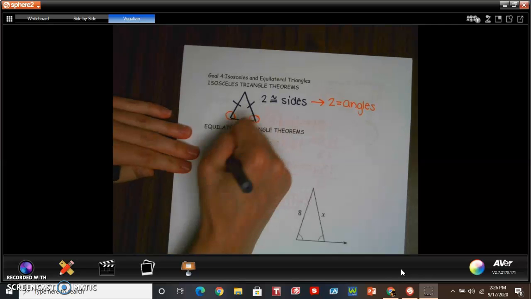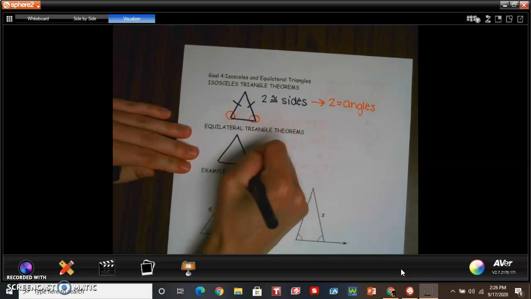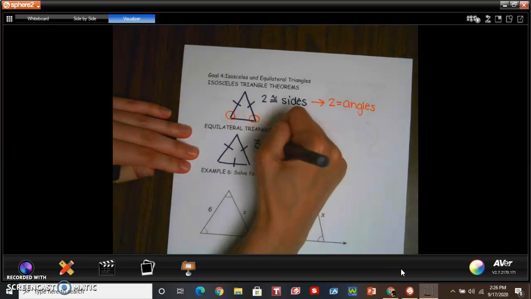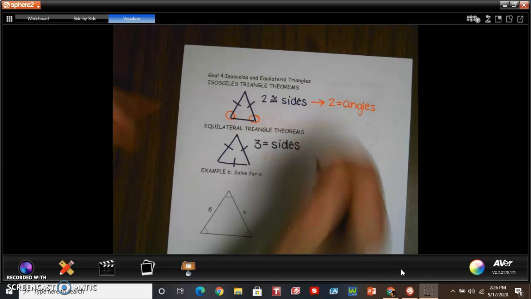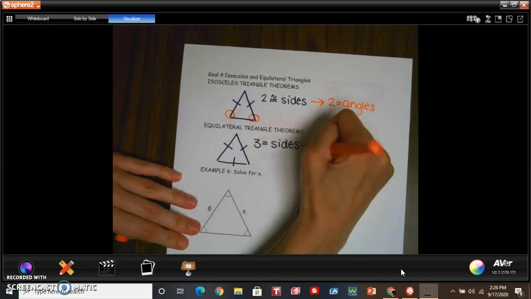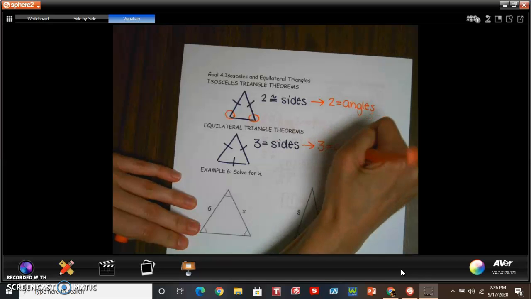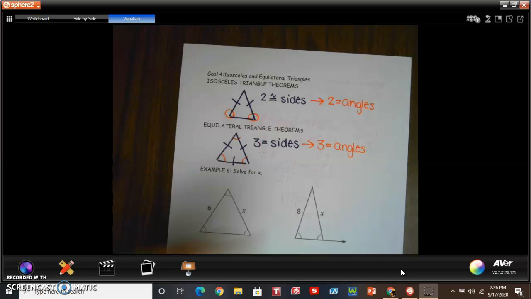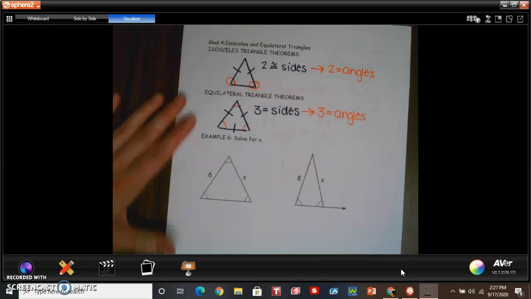Now, let's talk about if we have equilateral. Now, equilateral means that we have 3 equal sides. Well, guess what? If we have 3 equal sides, then we also have 3 equal angles, and vice versa. So if we have 3 equal angles, then we have 3 equal sides. So now let's do some examples.